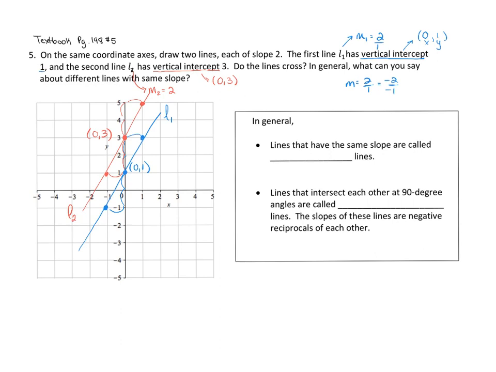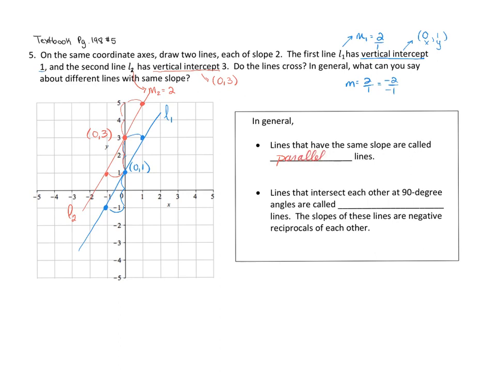Now I know that my drawing doesn't look very good, but hopefully you can see that these two lines are never going to cross each other because they have the same slope. So they're always going to be moving at the same steepness. So what we can say in general is that lines that have different intercepts but the same slope are always going to be parallel. We say that lines that have the same slope are called parallel lines.